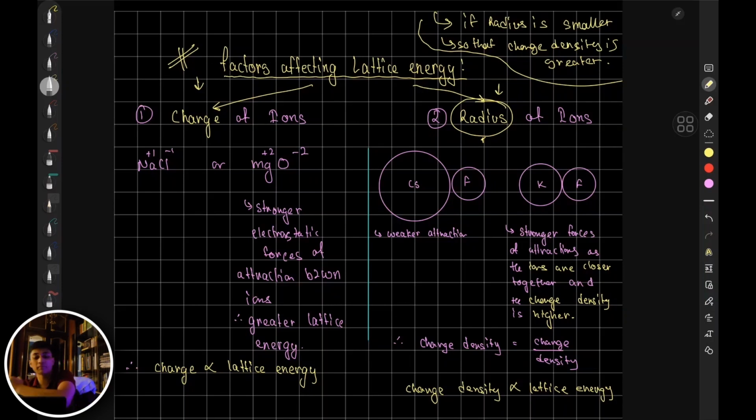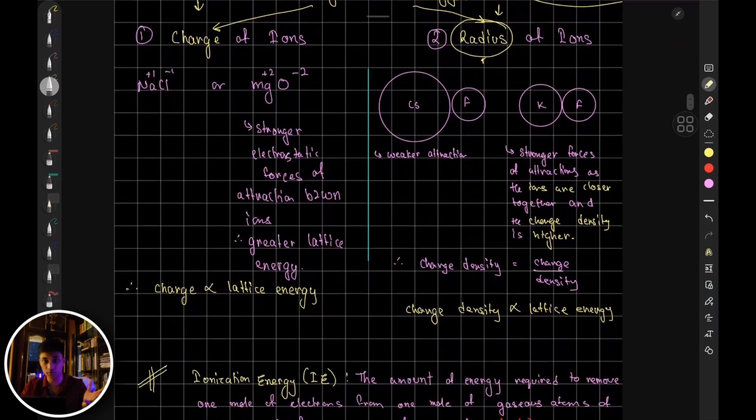In a much stronger manner. So, the lattice energy will be greater. Why will the lattice energy be greater? Because the attractive forces were really high. As a result, more energy will be released.